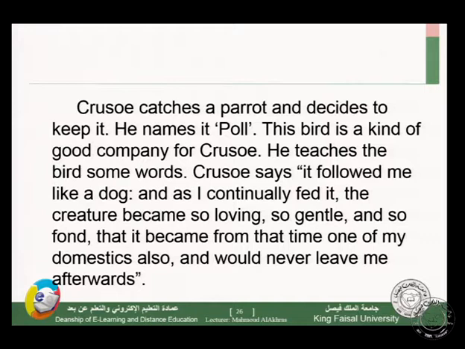He finds a creature, a bird, a parrot, and he decides to keep it as his servant or companion, as his dog.